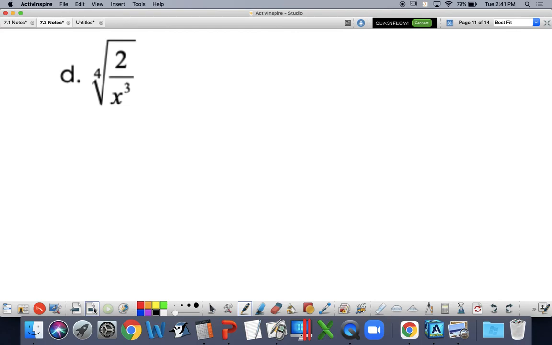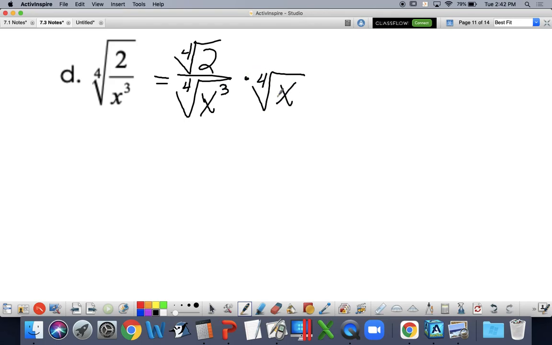Let's look at a couple more examples. Doing great. Lots of numbers and letters in your head probably right now. All right, let's do one with a variable. I have the 4th root of 2 over the 4th root of x cubed. Based on my index number, how many x's do I need to be able to take one out? 4. How many x's do I have now? How many more do I need? That's right, I need 1 more x. So the 4th root of x over the 4th root of x.